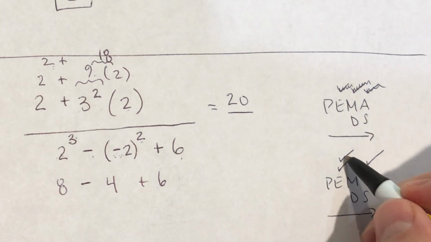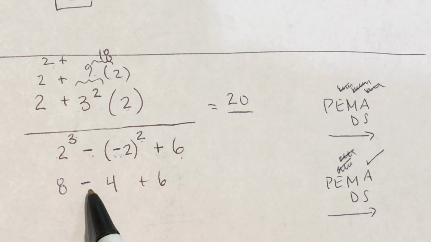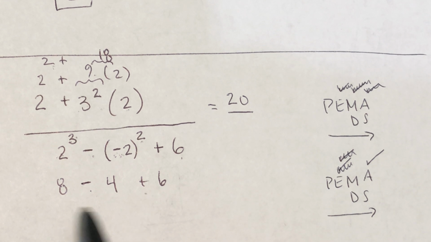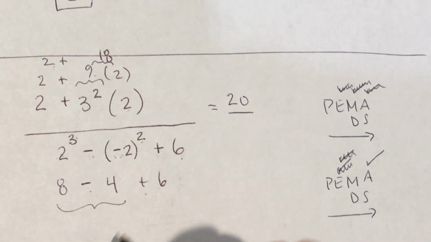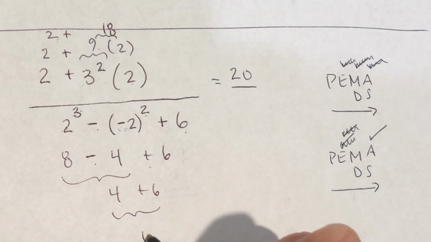So now in this case, we've taken care of both of our exponents. So now we just have subtraction and addition, and they're back to back here, these operations. So since addition and subtraction have equal priority, you do them in the order you see them, going left to right. So 8 minus 4 gives us 4. 4 plus 6 gives us 10.